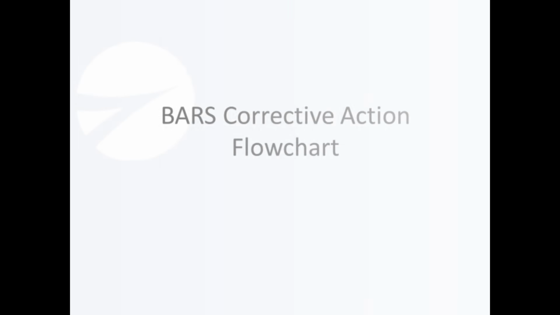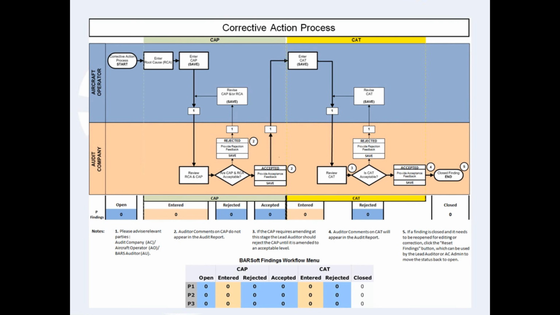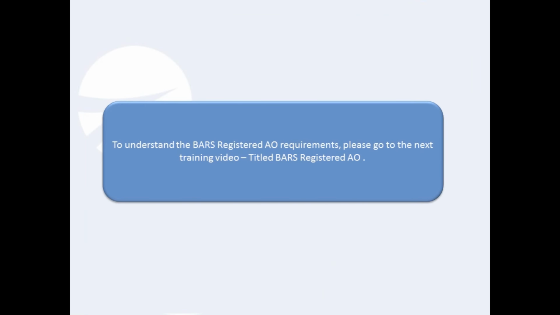Here's another look at the overall flowchart for the corrective action process. You can see the root cause analysis, corrective action plan, review by the auditor of the corrective action plan, the corrective action taken by the operator, and then the review and close of the findings by the auditor. We hope this information will help you work your way through the corrective action process for a BARS audit.